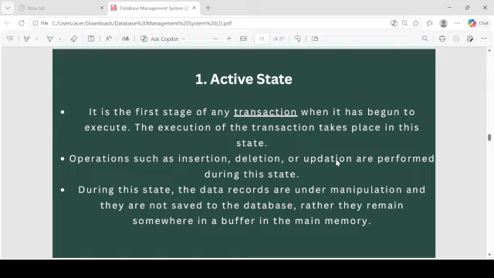The first state is the active state, which is the first stage of a transaction when it has begun execution. The execution of the transaction takes place in this state. Operations such as insertion, deletion, or updation are performed during this state. During this state, the data records are under manipulation and are not saved to the database. Rather, they remain somewhere in a buffer in main memory. So this is the first state where the transaction starts, and the operations like insertion, deletion, updation are performed, and the data is not yet stored.